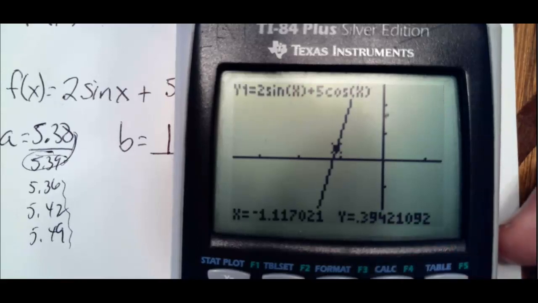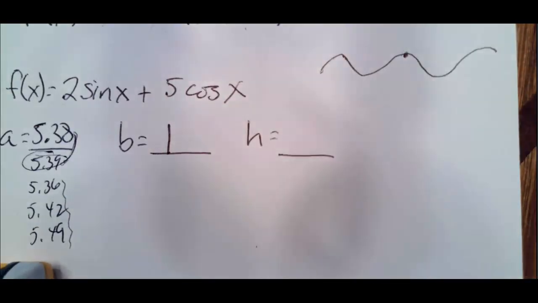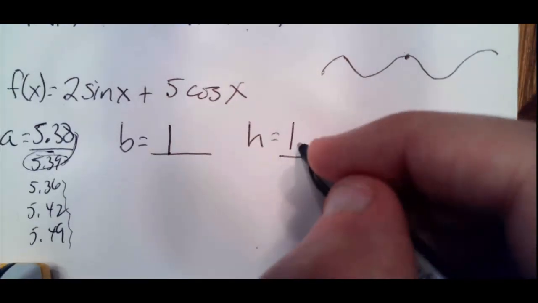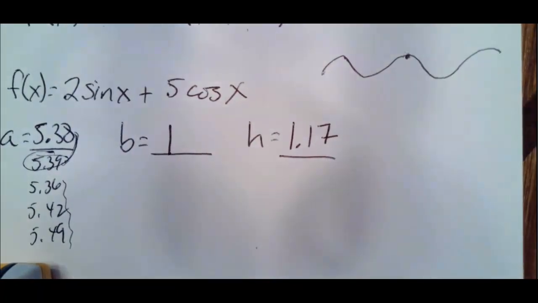Okay, let's hit trace. Okay, now it says negative 1.17. But our graph actually shifted to the right. Since it shifted to the right, your answer is going to be 1.17. That would be your H. That is your phase shift.